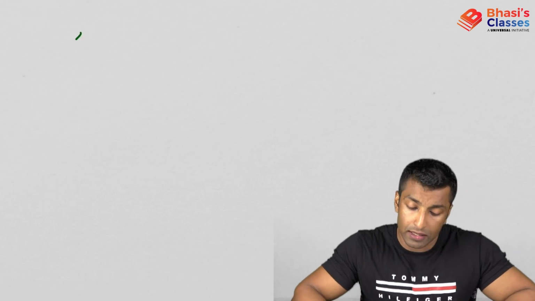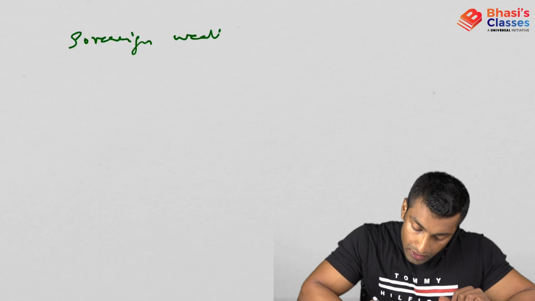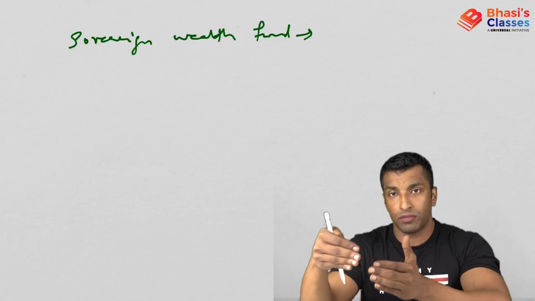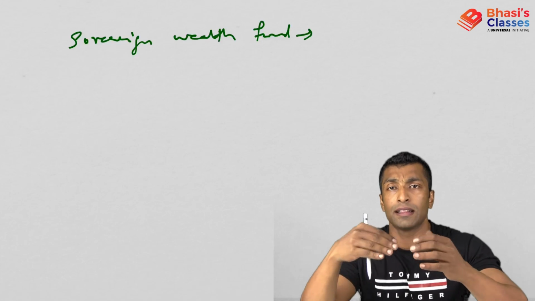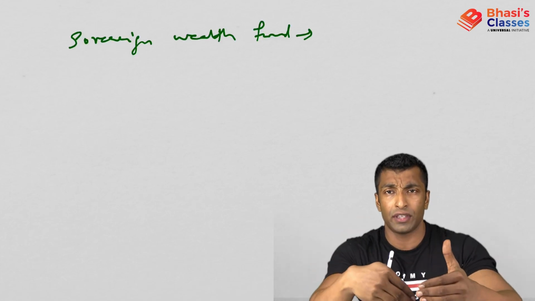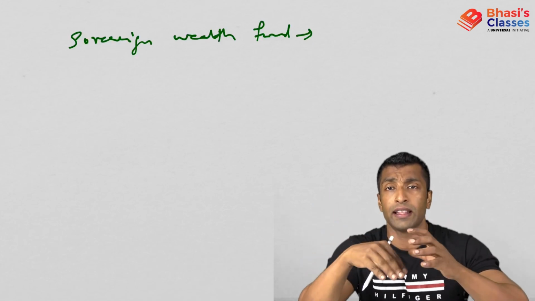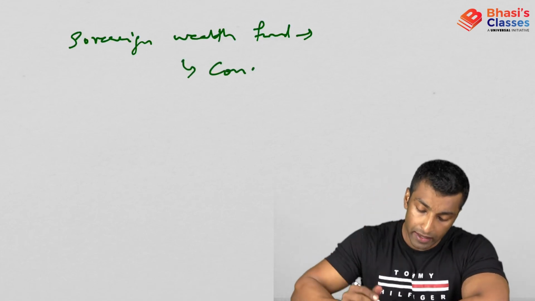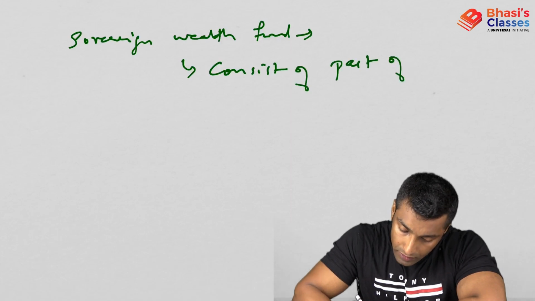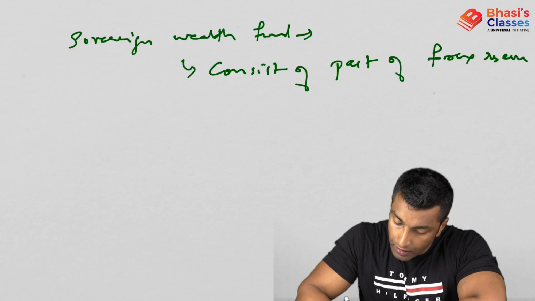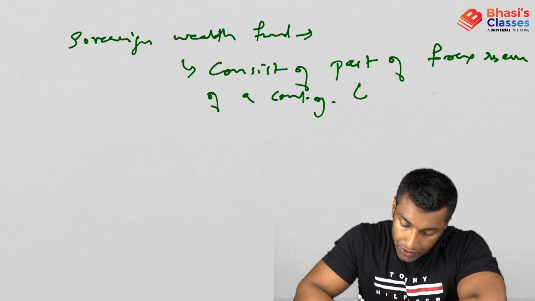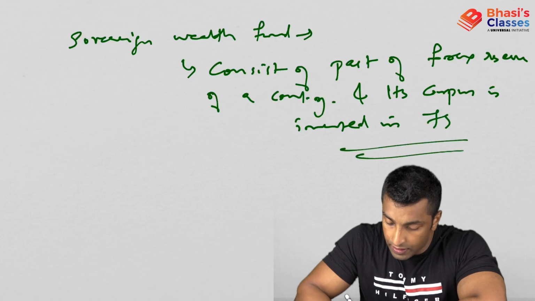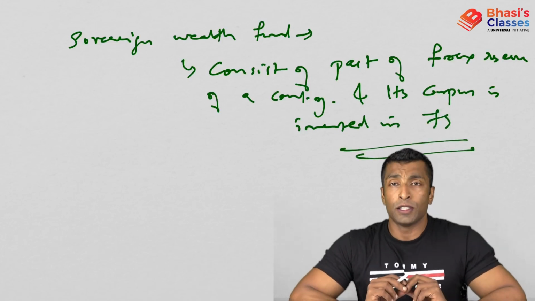Now one more concept which I want to discuss is sovereign wealth fund. Sovereign wealth fund means a part of your forex you can keep aside, and this corpus may be invested in foreign securities. As I've discussed already, China is having a huge sovereign wealth fund, and they invest in almost all the US securities, and half of US external debt is basically connected to China. So let me write it down. It consists of part of the forex reserve of a country, and its corpus is invested in foreign securities. Okay, so I hope this is clear for all of you.